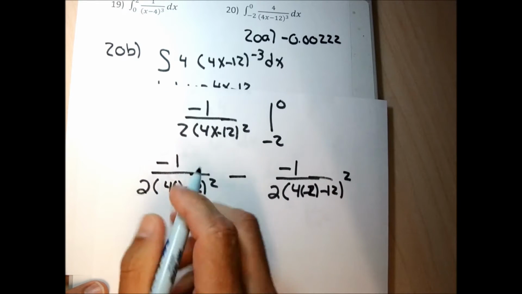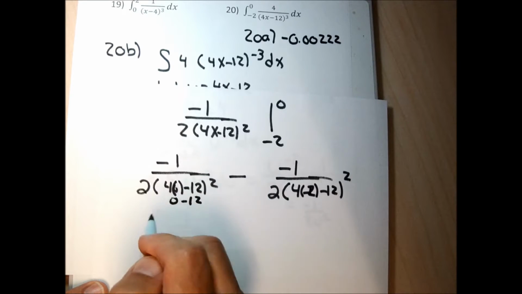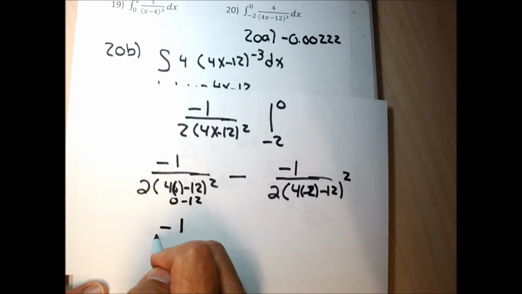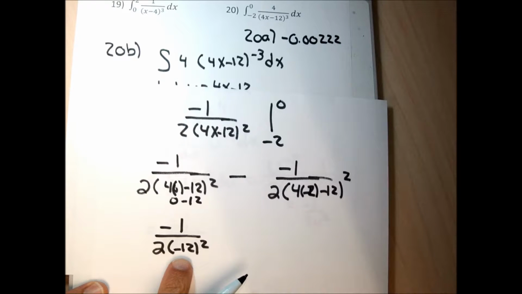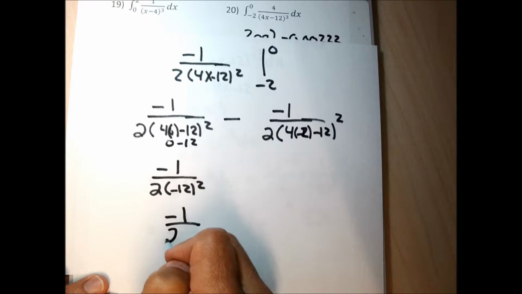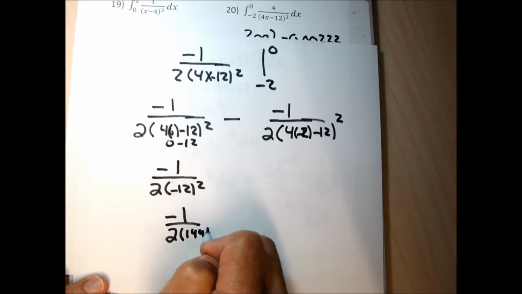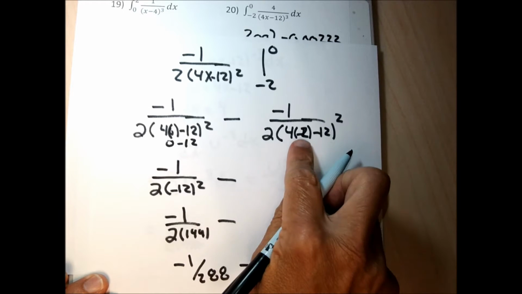So inside this parentheses, 4 times 0 is 0. 0 minus 12 is -12. So this is going to be -1 over 2 times (-12) squared. And (-12) squared is positive 144. So this is going to be -1 over 2 times 144. That's going to be -1 over 288. Calculator free, because I'm worried I can't do this on my calculator. Bring this minus sign down, work on the inside here.